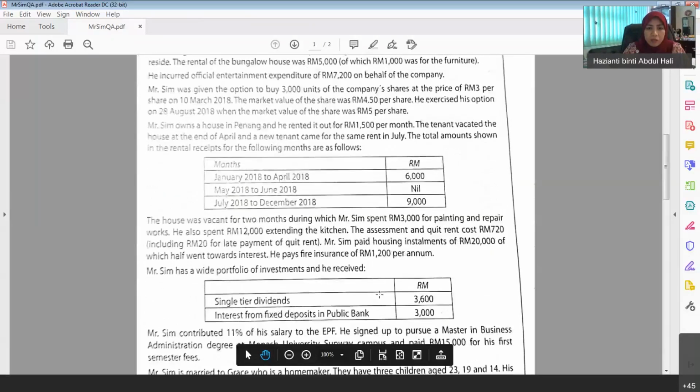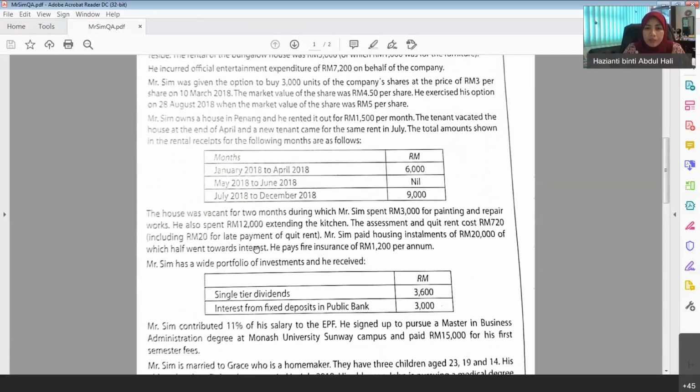9,000. And then the house was vacant for 2 months, during which Mr. Sim spent 3,000 for painting and repair works. So these are all about his rental. He spent 12,000 extending the kitchen. Assessment and quit rent cost 720, including 20 for late payment of quit rent. He paid a housing installment of 20,000, of which half went towards interest. He pays fire insurance of 1,002 per annum.